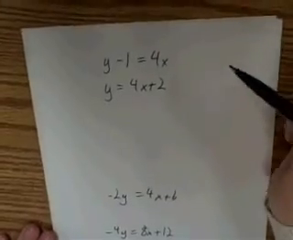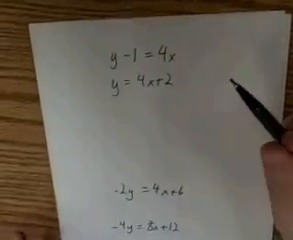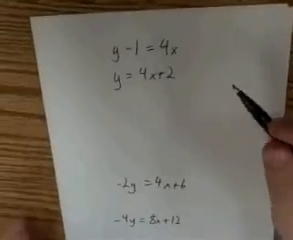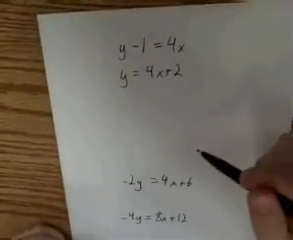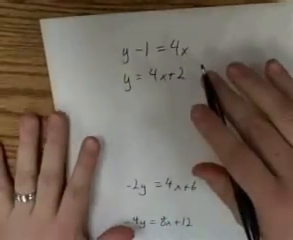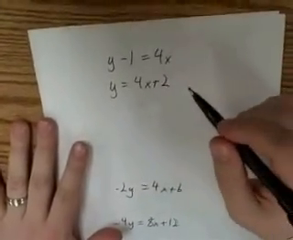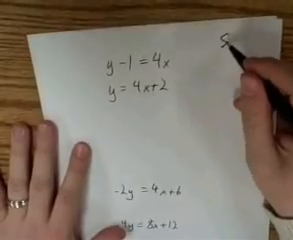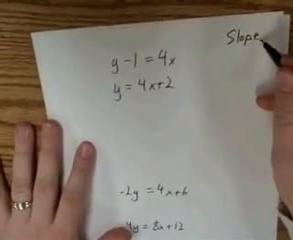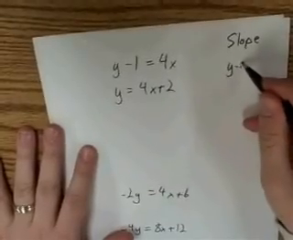Today we're talking about special systems of equations. You'll see why they're special here in a bit. For right now, you just need to know these are still systems of equations. Now, in special systems of equations, you're definitely going to want to look at two things. You're going to look at your slope, and you're going to look at the y-intercept.